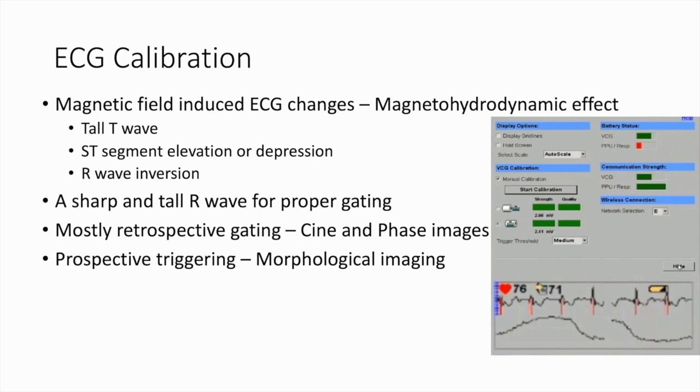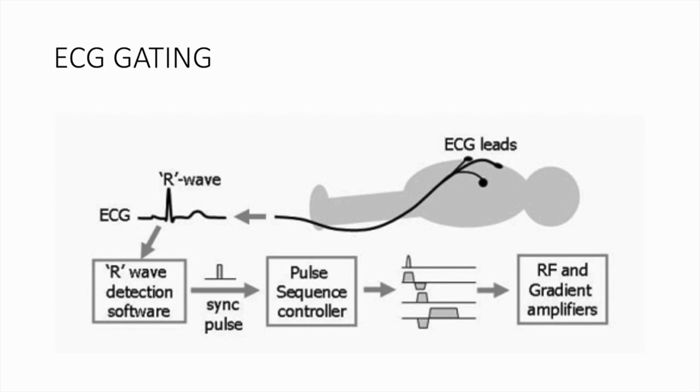The gating can be either retrospective or prospective. Most of the cine and phase contrast images use retrospective gating, whereas morphological imaging uses prospective gating. ECG gating identifies the R wave using software and synchronizes the pulse sequences using a controller. This provides accurate imaging of the desired cardiac phases throughout the cardiac cycle.